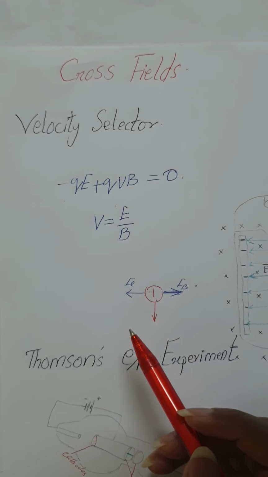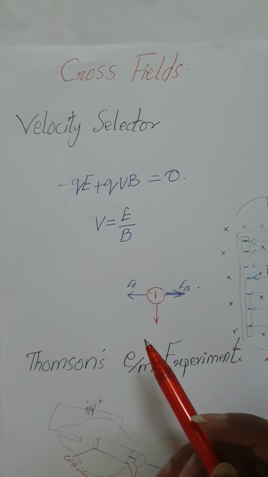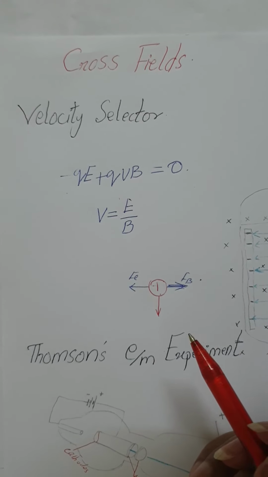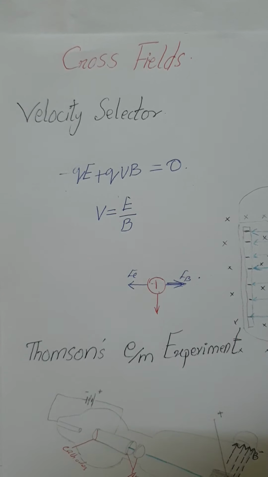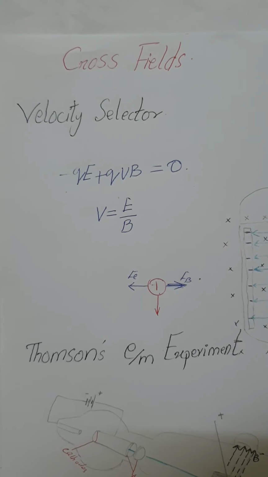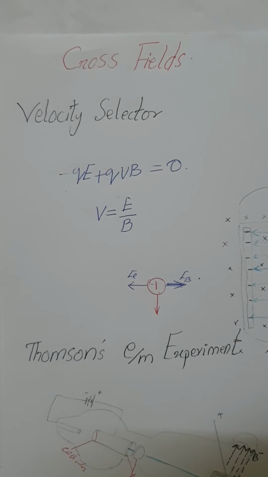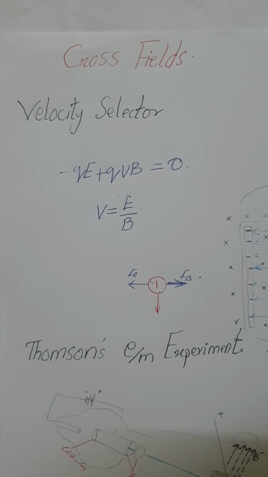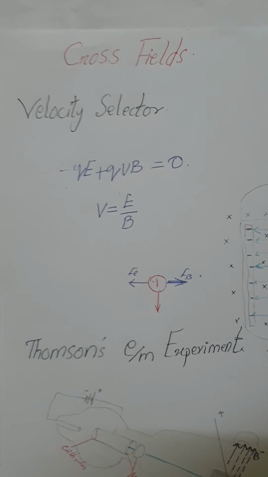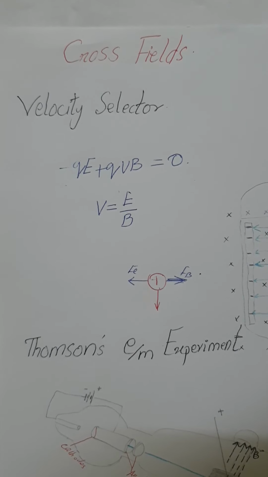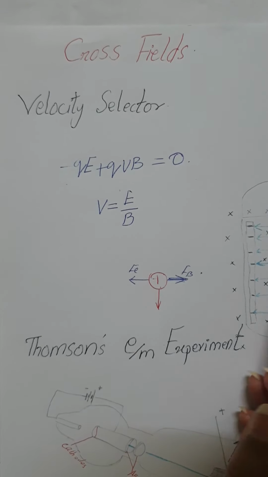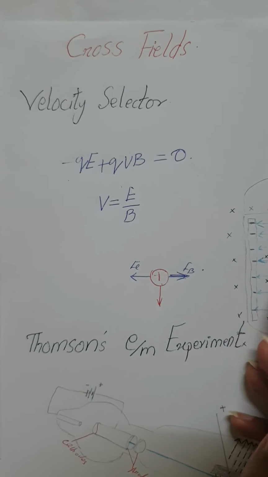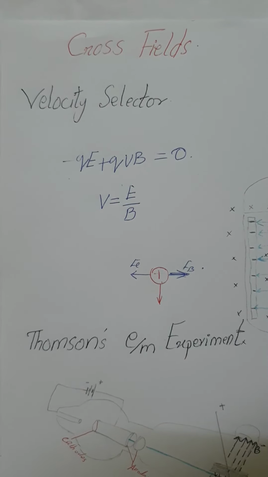So by adjusting E and B appropriately, we can select particles having a particular speed for use in some other experiment with the help of this type of setup. And the velocity selector works for negative charged particles, and it also works for positive charged particles.